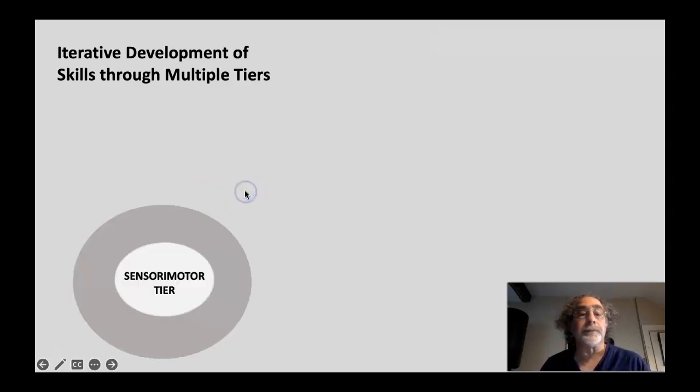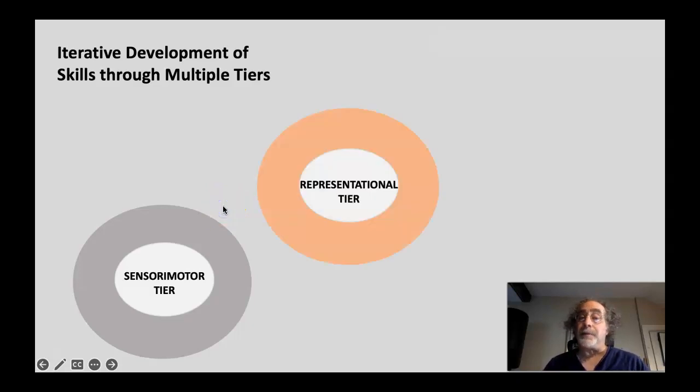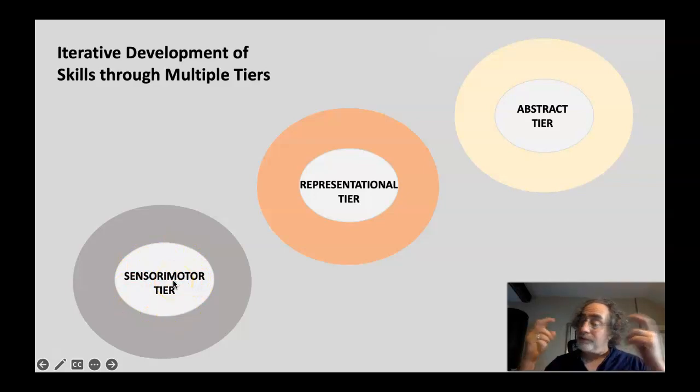Okay, so iterative development of skills through multiple tiers. You've got the sensory motor tier, the representational tier, and the abstract tier. In the sensory motor tier, my thoughts are not thoughts. I only have actions. The sensory motor tier is defined as that my thinking, if I have any thinking at all, is the sensory and motoric aspects of acting on the world. When I'm acting, I'm able to represent the here and now, the experience of the here and now.